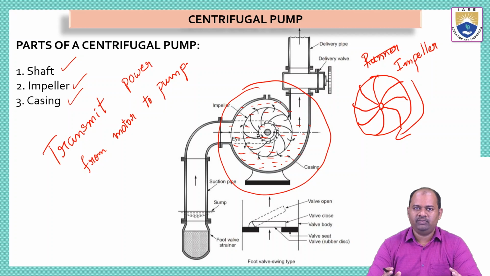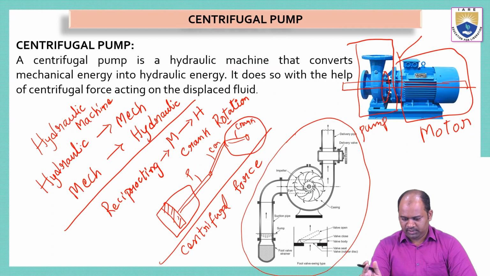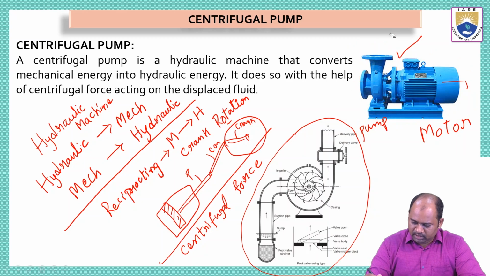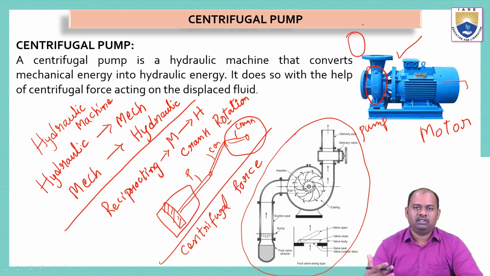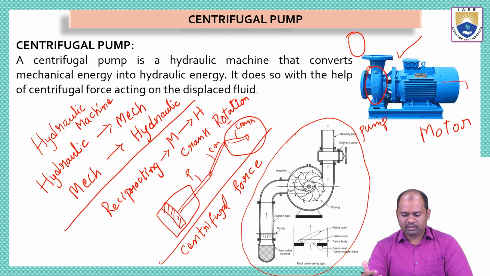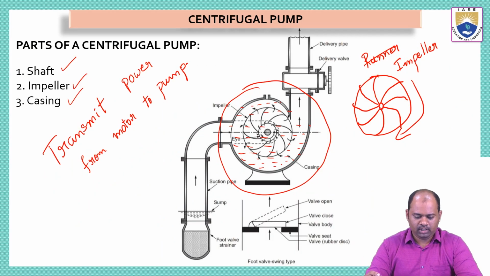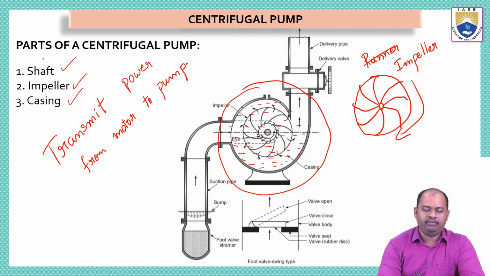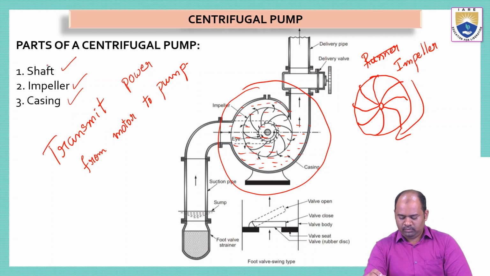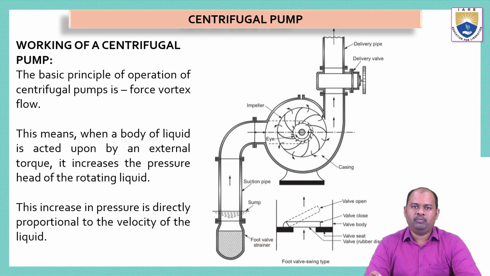So casing is a closed device which is in circular shape, and in this picture we can see this thing is called casing. Okay, this part which is in the circular shape, and inside which the impeller is present. This part is called casing, and casing is used to protect the water from splashing, and also it is used to control the temperature and pressure. Okay. Now, these are the three different parts: shaft, impeller, and casing. And then we'll try to understand the working of a centrifugal pump.